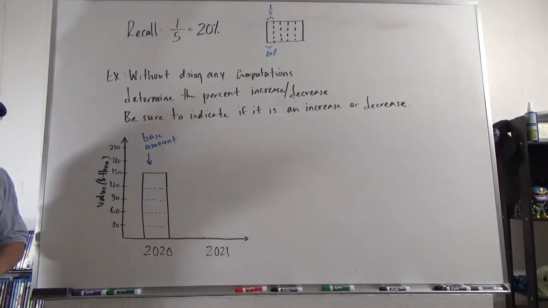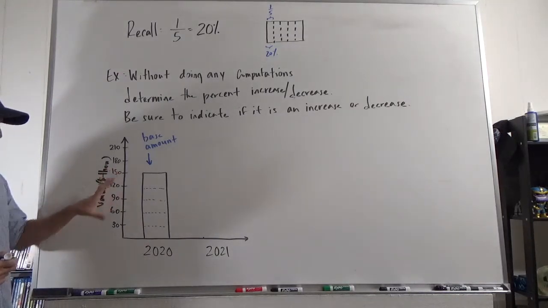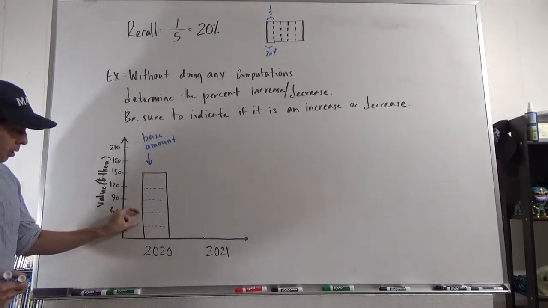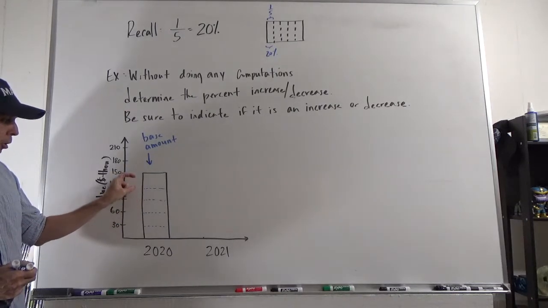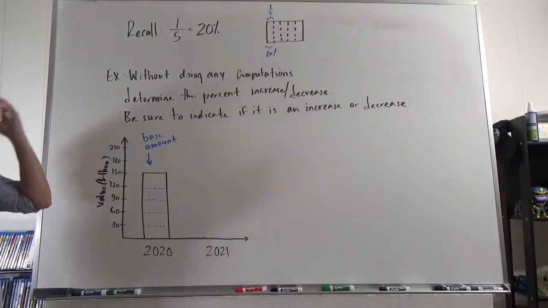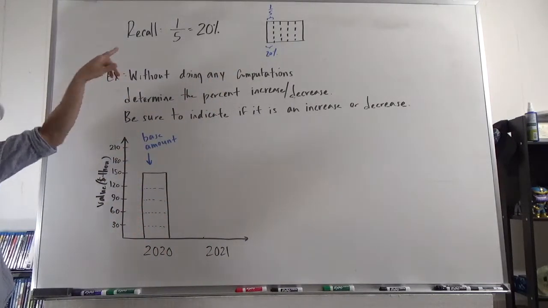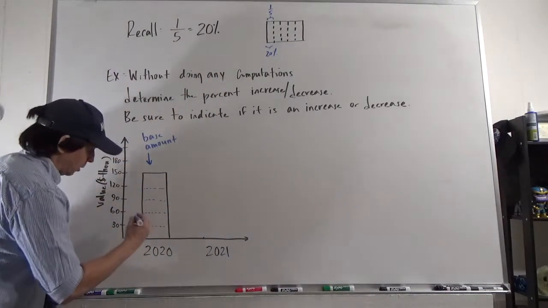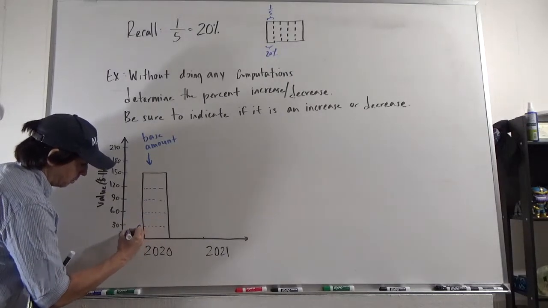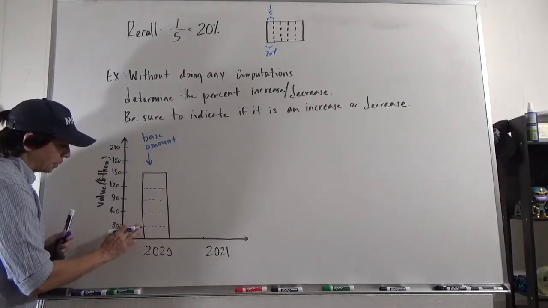What percent is in each piece? What percent of the total value is in each piece? 20%, another 20%, another 20%, another 20%, and another 20%. Because it's exactly 1/5 each. So it's designed to take advantage of that. That's why I put that on the board. I'm going to label it later.